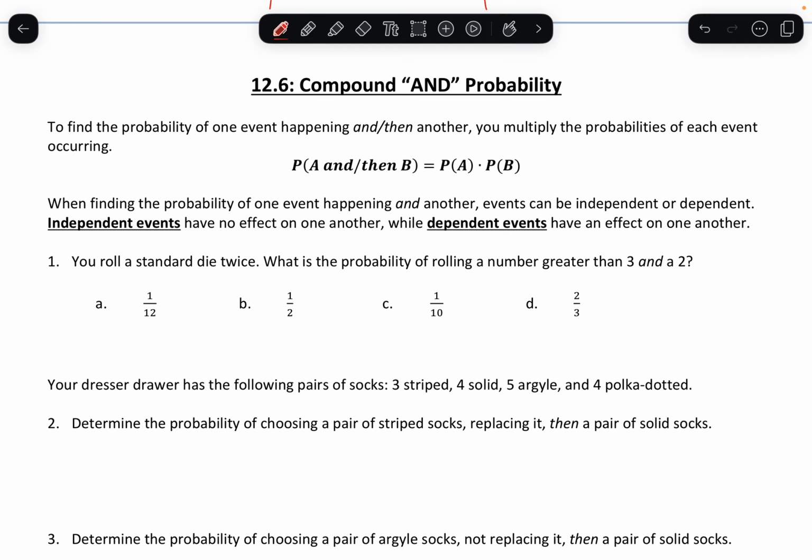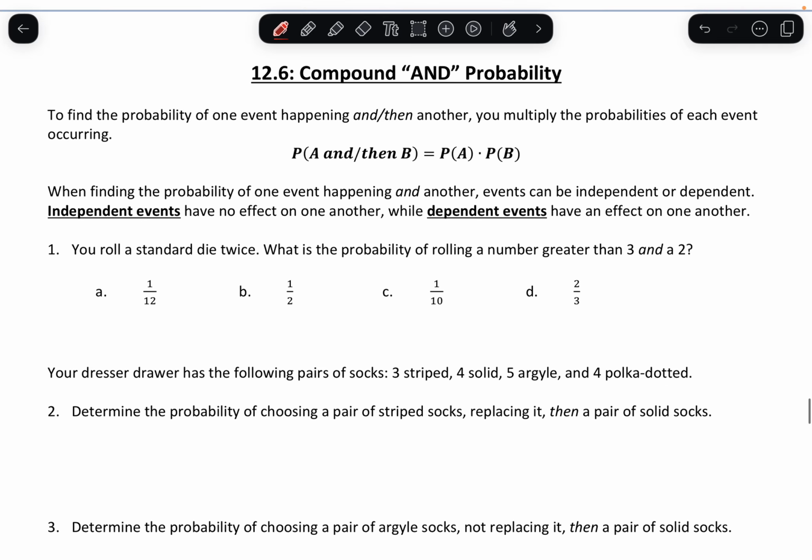All right, so we roll a standard die twice. What's the probability of rolling a number greater than 3 and a 2? So we need to think about these two things independently. What are the odds that I roll a number greater than 3? That would be 4, 5, 6, so 3 options out of 6. That's the first probability. And a 2. The second time I want a 2. If I want to roll a 2, there's just one option there, so that would be 1 out of 6. We multiply those two together and I get 3 out of 36, or 1 out of 12.